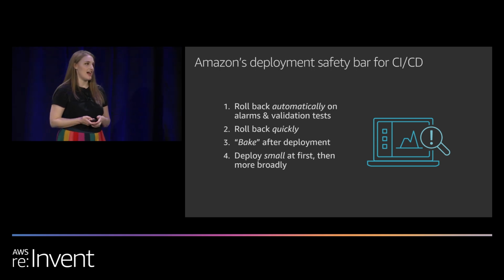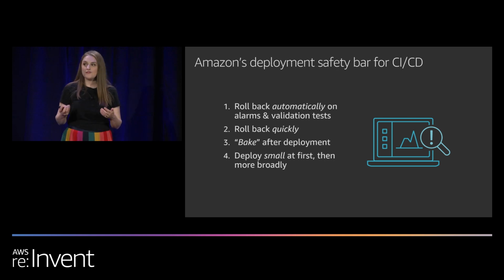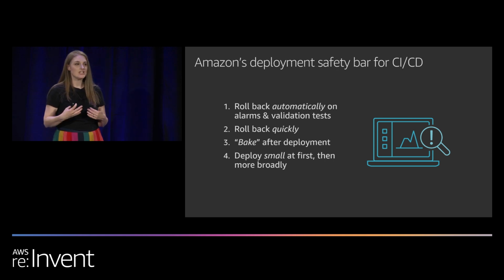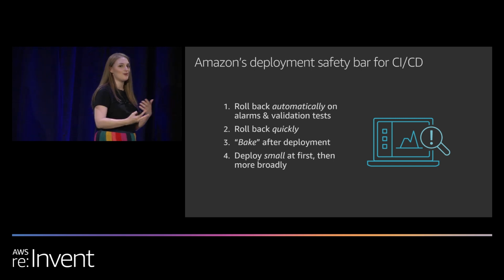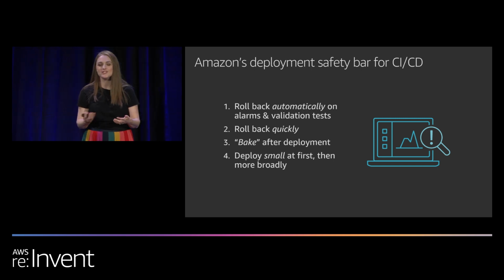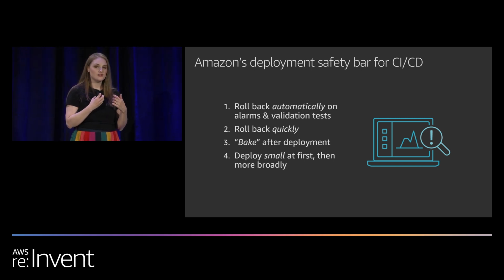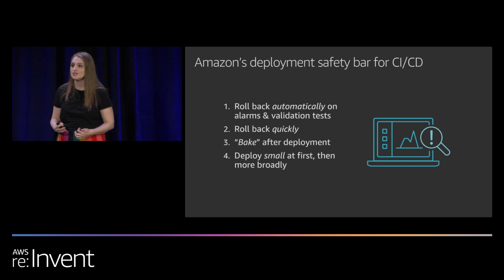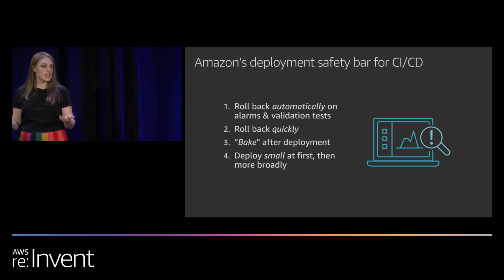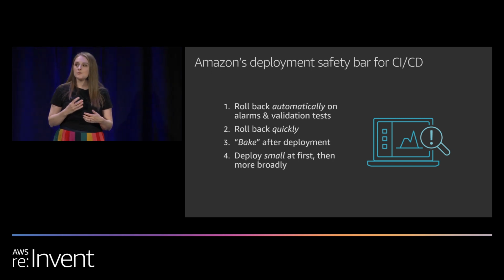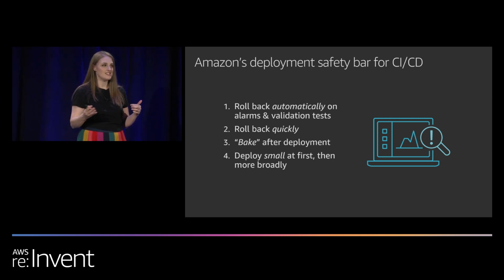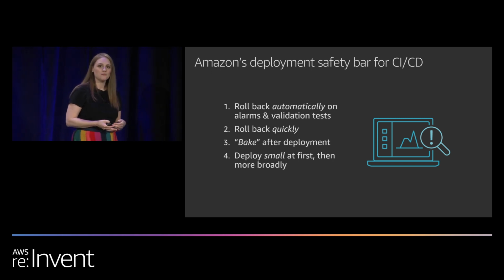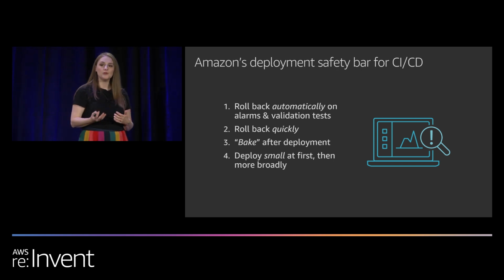Third is to bake after deployment. So what we've found doing all of these deployments is that customers don't always hit all the code paths and trigger all of the alarms before the deployment is finished, before we've actually spun up all of those ECS tasks, for example. And so it's important for us to wait a little bit, to let it bake in production before we declare success on the deployment.